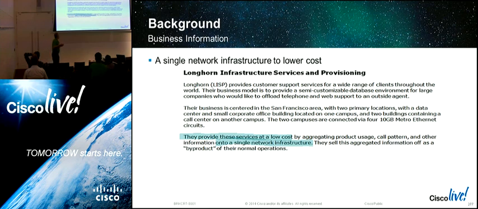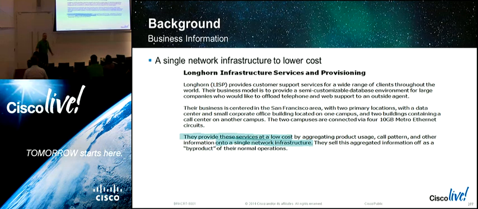They have 2 primary locations, a data center and a corporate office located on a campus. They have 2 buildings containing a call center on another campus, and the 2 campuses are connected by a 10 gig Metro E. They provide services at a low cost by aggregating their product usage, call patterns, and other information on a single network infrastructure. And they sell information off as a byproduct of their operations.